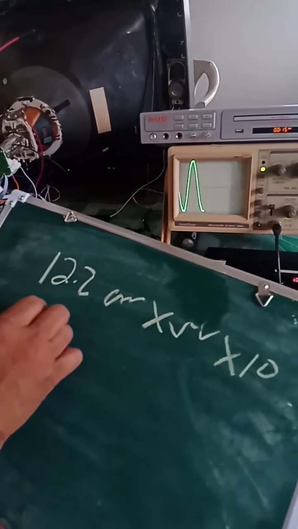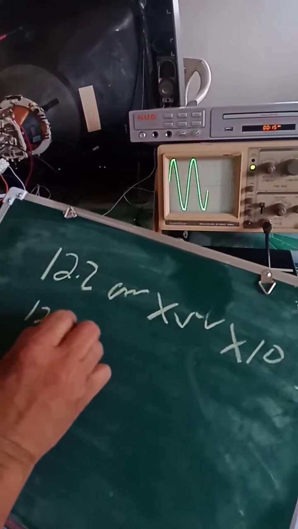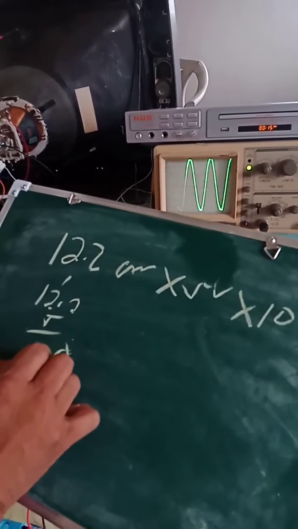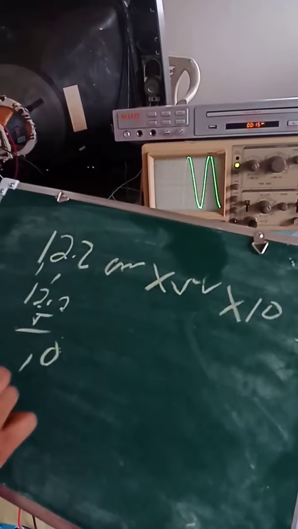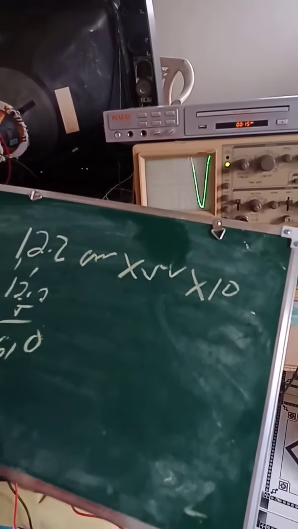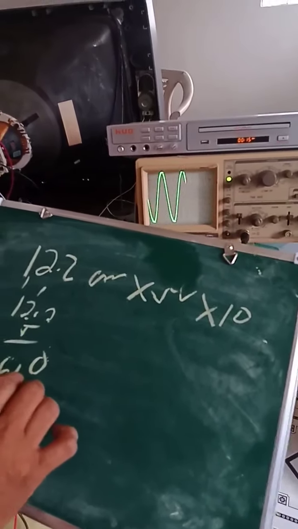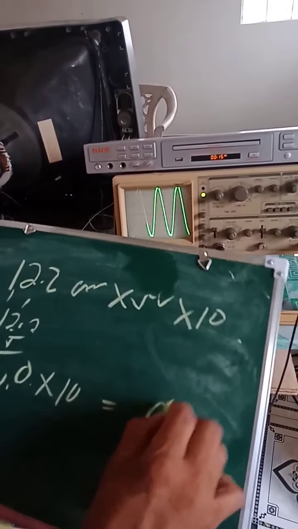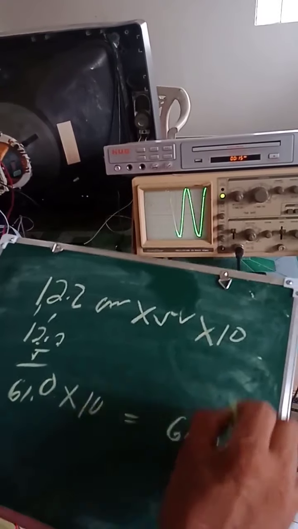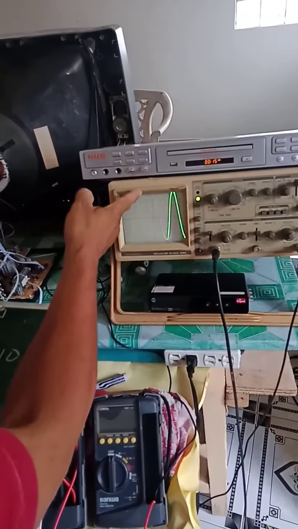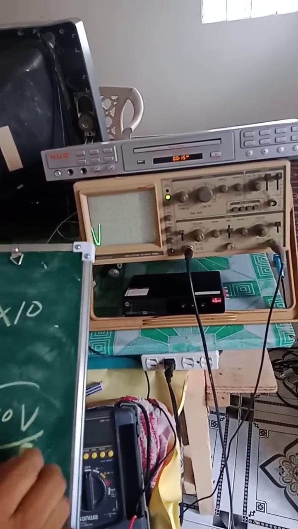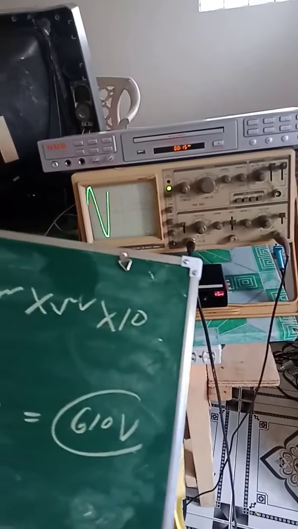So 12.2 centimeters times 5 is 61.0, times 10, the result is 610 volts. So the peak-to-peak voltage is around 610 volts, actually distributed by the electric company.